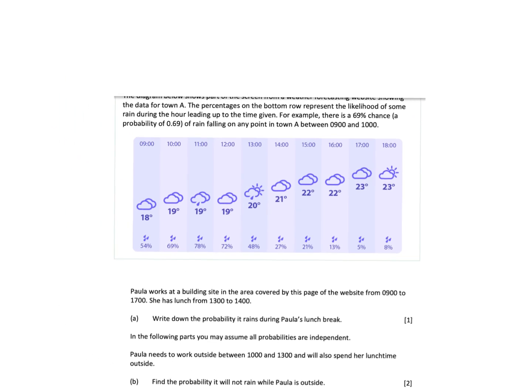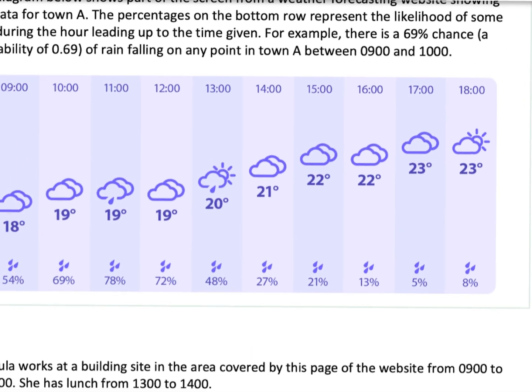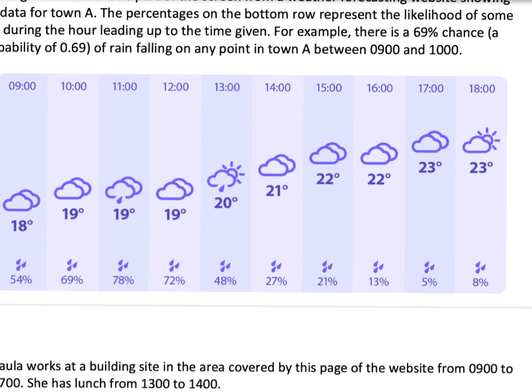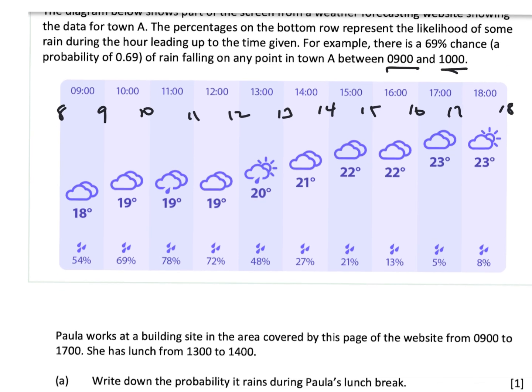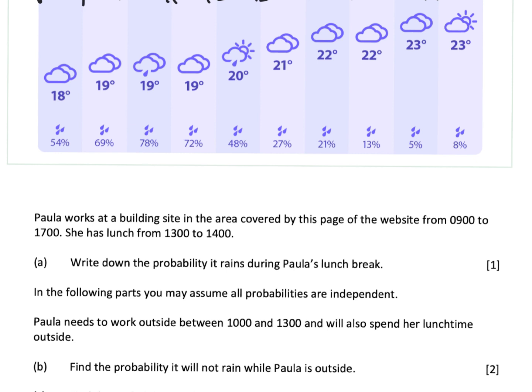Okay, so in this problem here, one of the first things I always want to try and do is make sure that I recognize that between 9 and 10 is 69%. So this means this is 9 o'clock, and this is 10, 11, and 12, and 13, and 14, and 15, 16, 17, and 18. And so this must be 8. And so Paula has lunch from 1300 to 1400. Write down the probability that it rains.